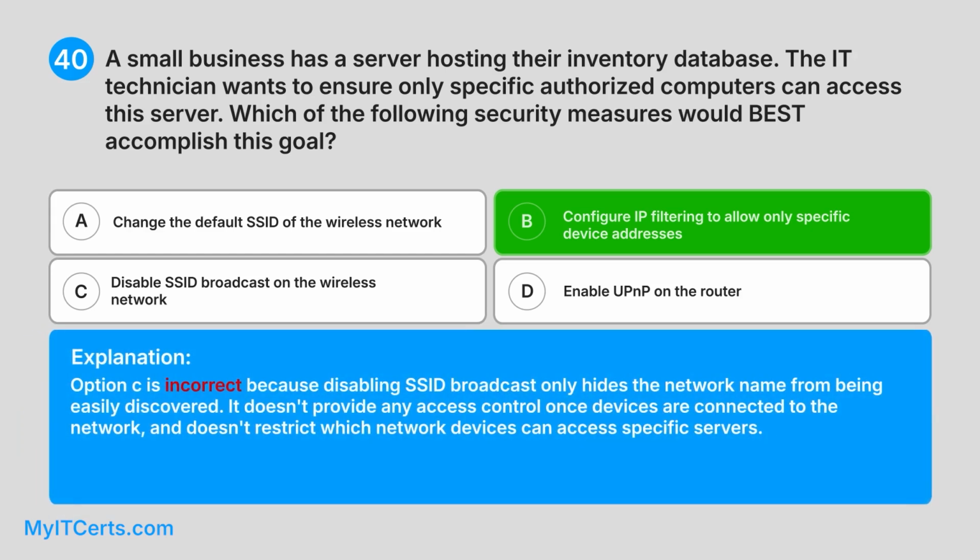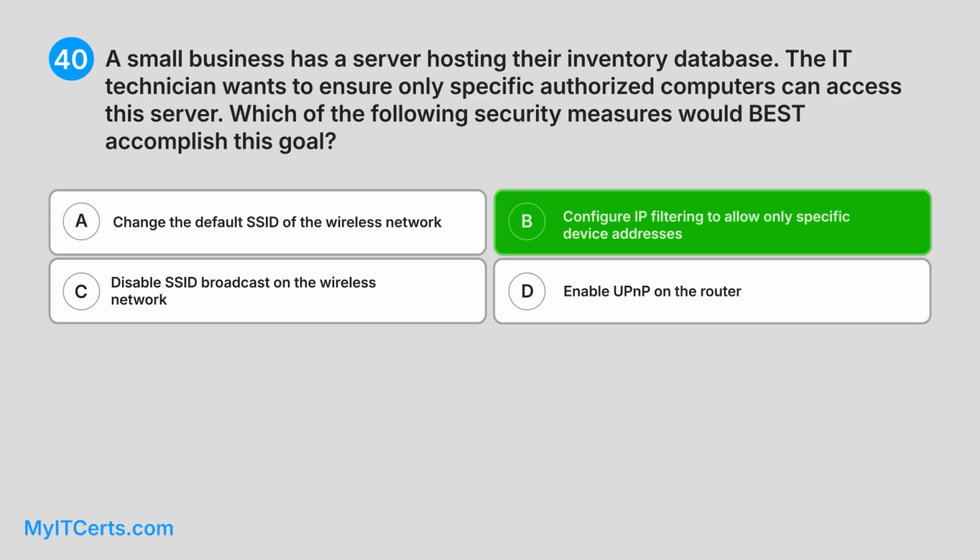Option C, disable SSID broadcast on the wireless network, is incorrect because disabling SSID broadcast only hides the network name from being easily discovered. It doesn't provide any access control once devices are connected to the network, and doesn't restrict which network devices can access specific servers.